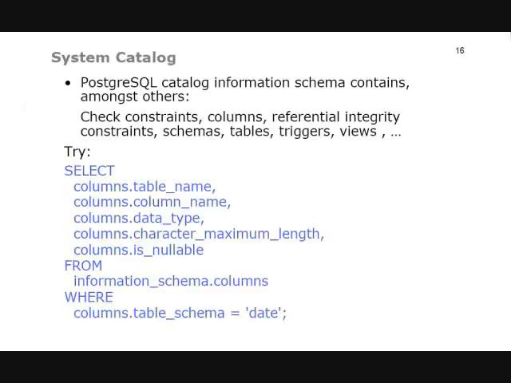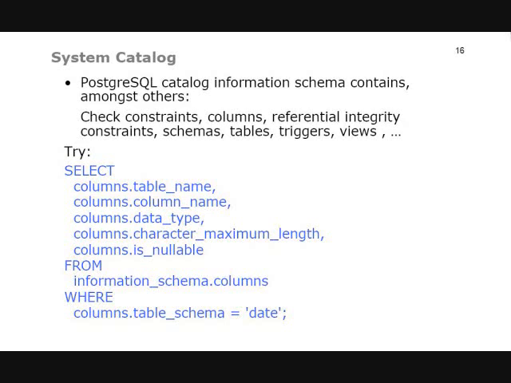So we might want to look at the Postgres SQL catalog, and we might, for example, want to look at anything to do with check constraints, columns that are defined, referential integrity constraints that are defined, schemas that are defined, tables that are defined, triggers that are defined, views. All of those will have information that we can access, which is stored in the database. So we need to learn how to do that. Now, what I will advise you to do for this type of queries is to use the graphical query builder that exists, because it makes it slightly easier, and we'll look at that in a minute.